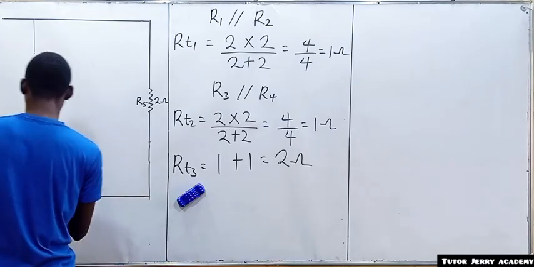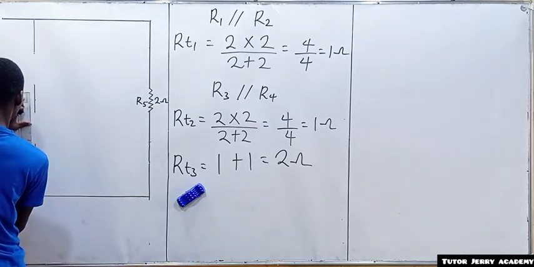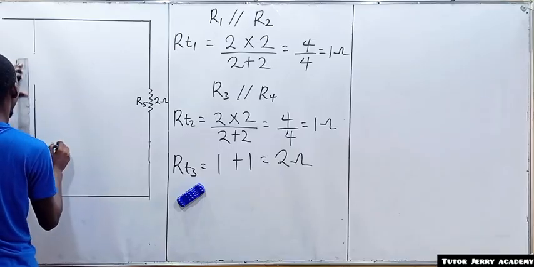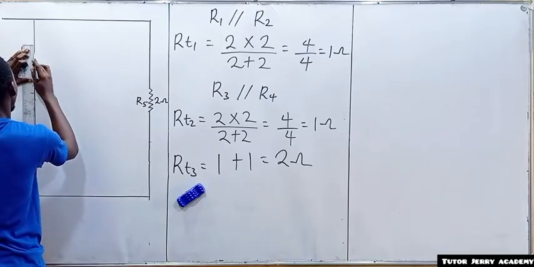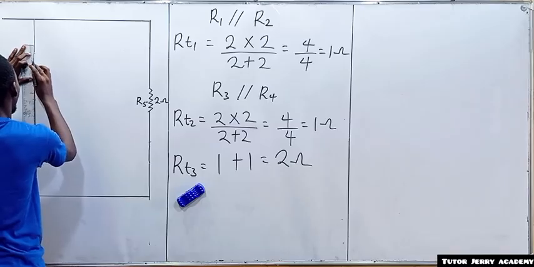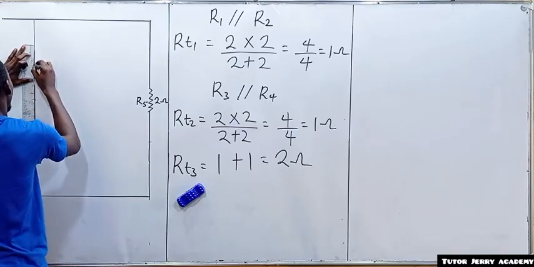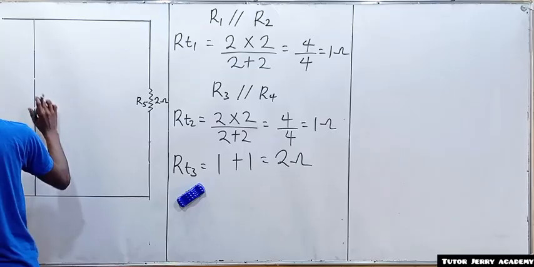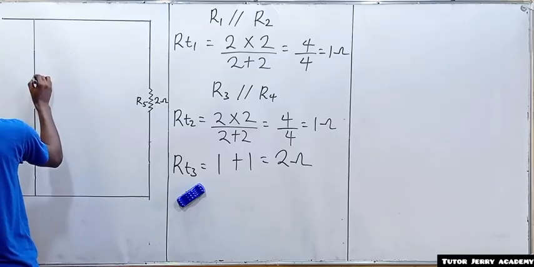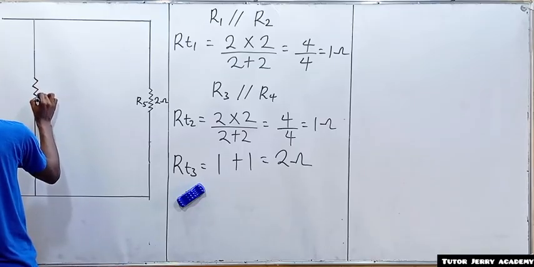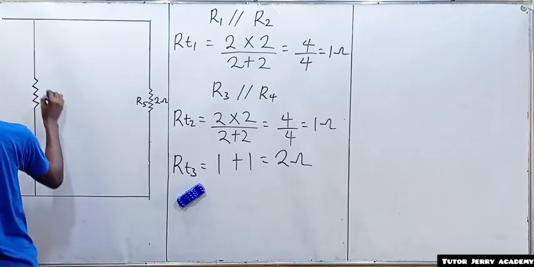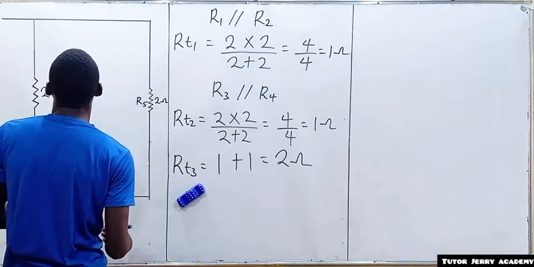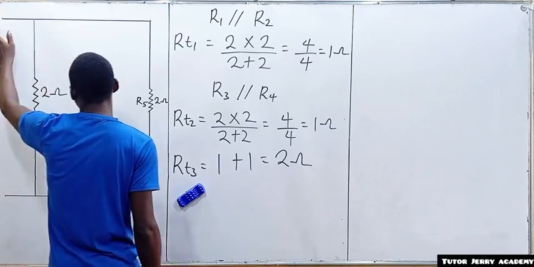So we can redraw this. So let's therefore draw the resistor now, which is 2 ohms. So we can therefore calculate the equivalent resistance between terminal A and B.